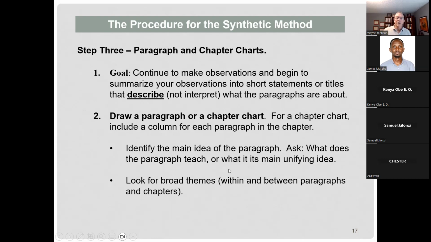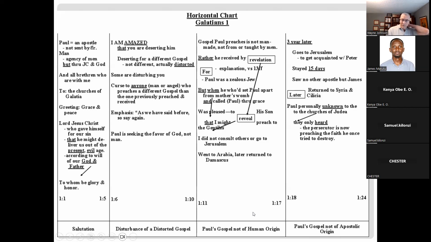So when you do a book chart, you really can't do this, but within a chapter chart, I'll show you an example of how you can begin to identify and draw connections even between the various paragraphs within the chapter. And as you do this, you will compare each paragraph and section with the others. So let me give you a couple examples.